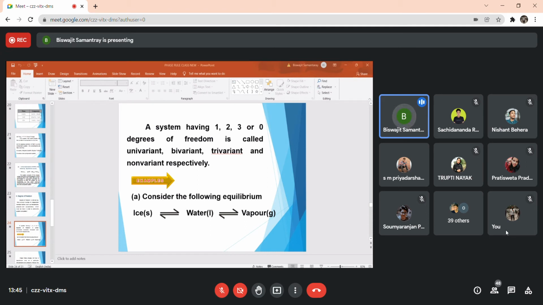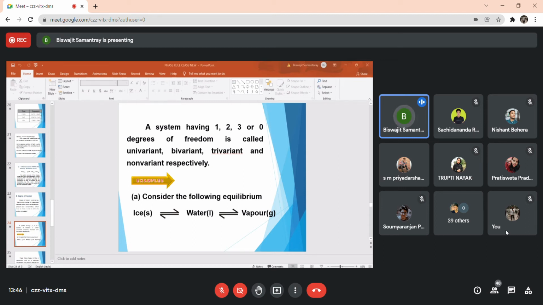and invariant means we cannot vary anything here. For example, in the water system, it is a fixed value of temperature and pressure. If the pressure is 4.58 mm of mercury and the temperature is 0.007 centigrade, then you have a point, and that point is called the triple point. In the phase diagram, the point where the three phases coexist and the degree of freedom is 0 is called the triple point.